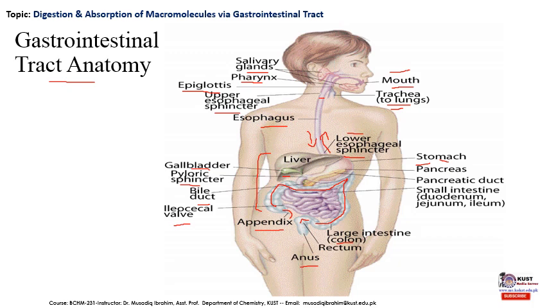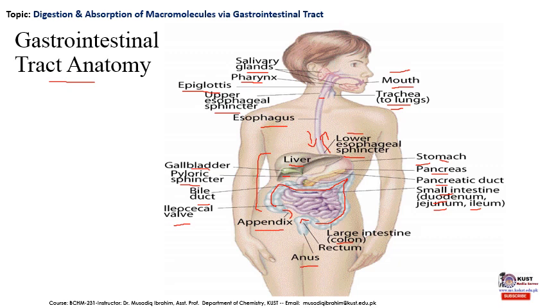On the right hand side, you have the pancreatic duct along with the pancreas. Then there is the small intestine, which is divided into duodenum, jejunum, and ileum. And also the liver is present on the left side.